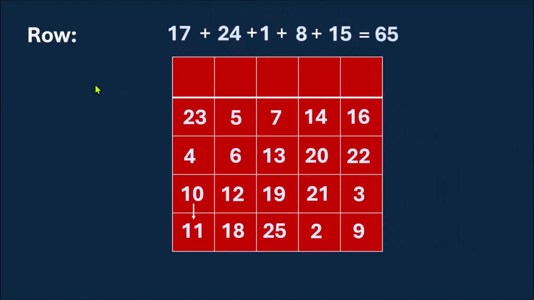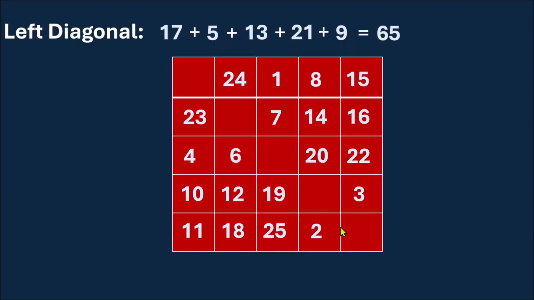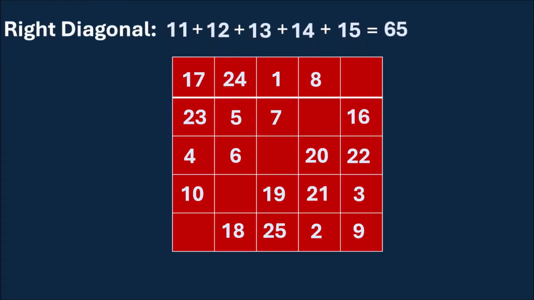First, we take the row. In terms of row, these 5 numbers added, and we get 65. Therefore, this magic square in terms of row is correct. Now we take the left diagonal. We have 5 numbers, we add them, we get 65. In terms of left diagonal, our magic square is correct. We take the sum in terms of this right diagonal, and these 5 numbers added, we get 65. It's correct.